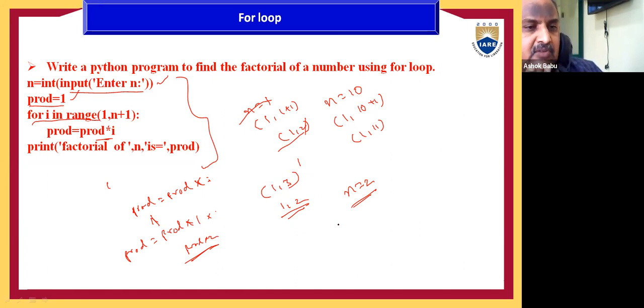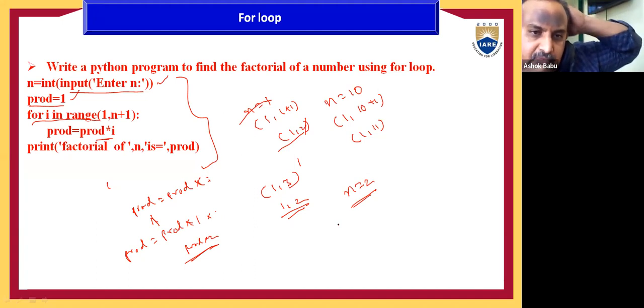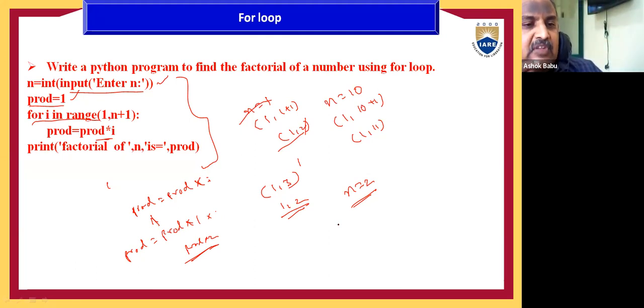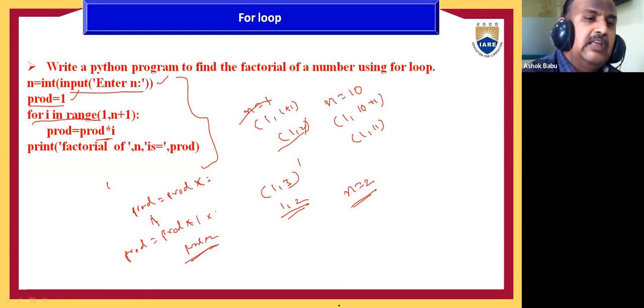Let us assume n equal to 4. n equal to 4 means i is ranging from 1 to 5, therefore i takes values 1 to 4. Therefore, the factorial is 1 into 2 into 3 into 4. Like that, if n equal to 10, the factorial is 1 into 2 into 3 into 4 into 5 into 6 into 7 into 8 into 9 into 10. Like that, it will calculate the factorial, so you can calculate n factorial. Please note the program.